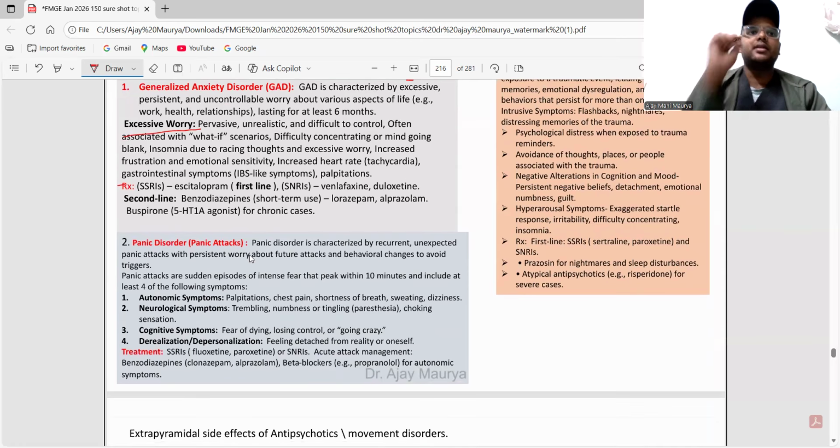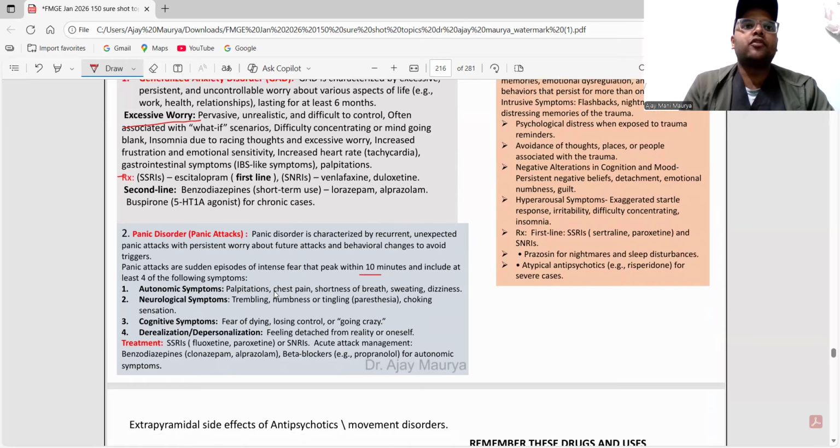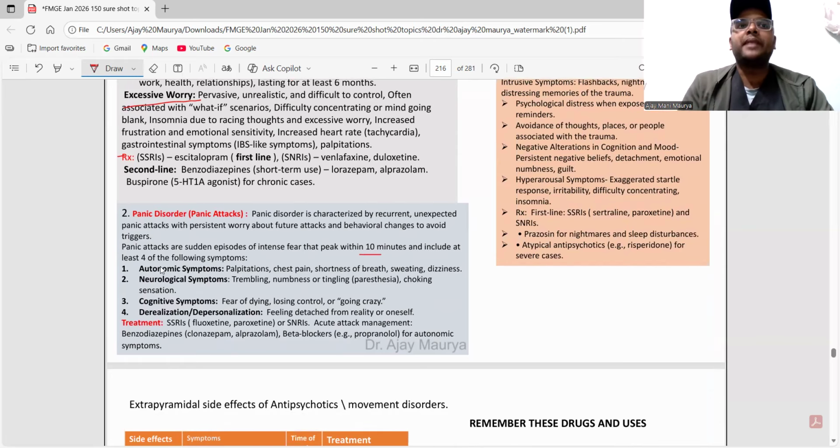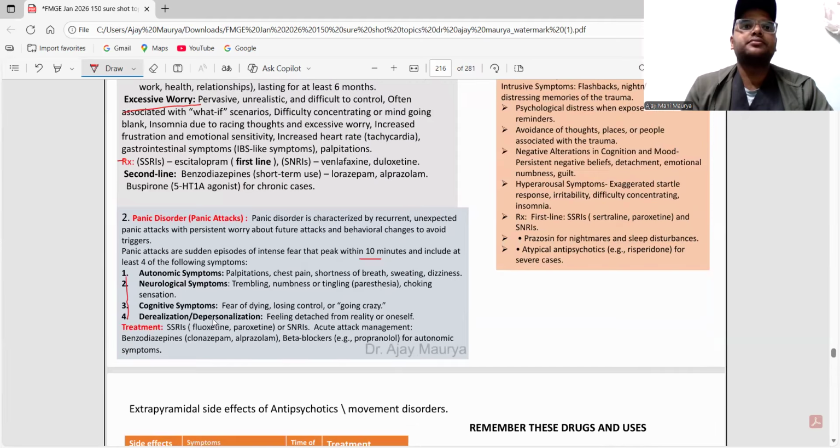Next, the panic attack. Panic disorder is caused by recurrent unexpected panic attacks with a worry about the future or behavior changes to avoid the triggers. It peaks within 10 minutes and includes at least 4 of the following. You have to know, to diagnose the panic attack, you have to include at least 4 symptoms. That is the palpitation, chest pain, shortness of breath, trembling, numbness or tingling, fear of dying, losing control or going crazy, or feeling detached from reality or oneself. These are the features.